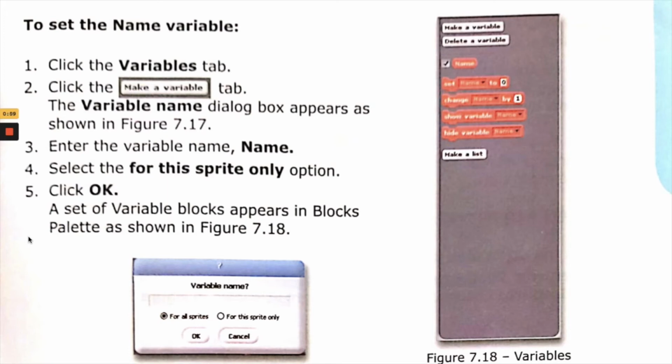You have to select the For This Sprite Only option here. Can you see the button? There are 2 options, for all sprites and for this sprite only. You need to click on For This Sprite Only option and click OK. A set of variable blocks appears in the blocks palette as shown in figure 7.18.